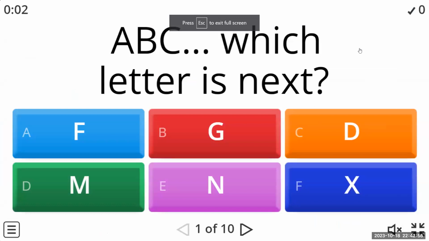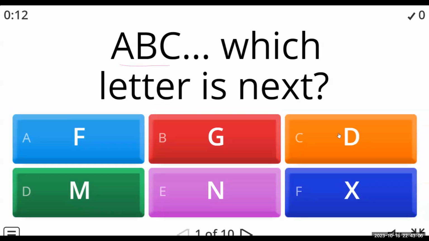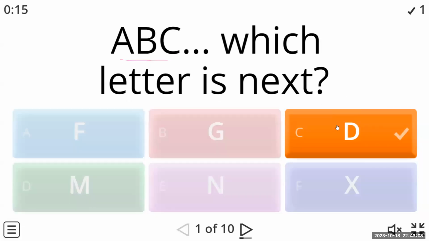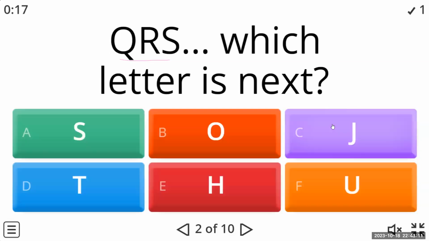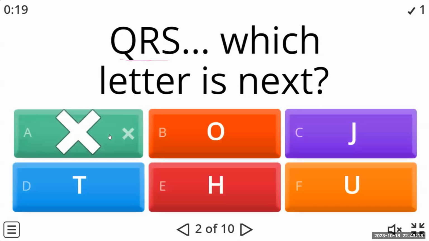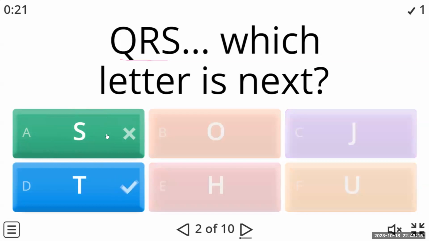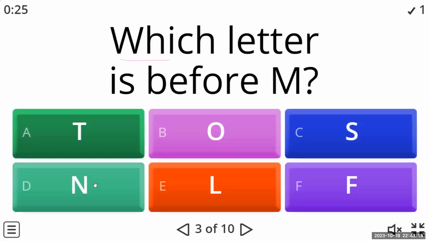So which letter comes next? All right, again, using your alphabet, whether it's uppercase or lowercase, we have to find the letter that comes after A, B, C. So when we click on the right one, it gives us the tick. There we go. Now, if you click on the wrong one by accident, it just gives you a cross, it tells you the correct one, and it moves you on to the next one.